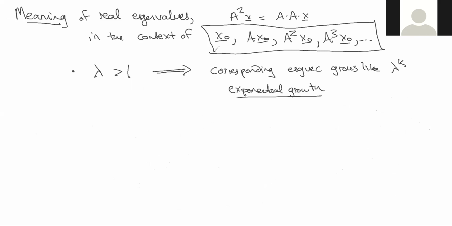Okay. So an eigenvalue bigger than 1 corresponds to exponential growth. An eigenvalue less than 1 corresponds to exponential decay.